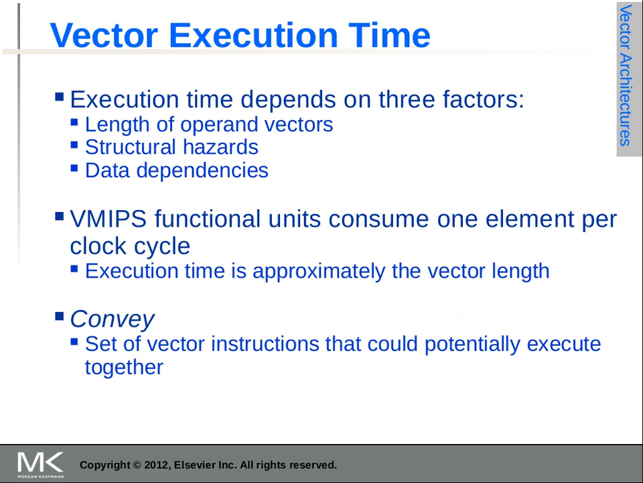Execution time depends on the length of the operands and any structural or data hazards. They consume 1 element per clock cycle, so execution time is approximately the vector length. But what you're saving right off the bat is you don't have to do that for loop at the end, check it, and jump back up. You're not doing branching. All that's known ahead of time because you're basically encoding that whole for loop in a single instruction. So I can just execute all those multiplications really quickly.